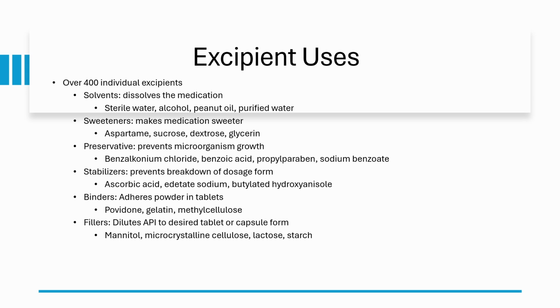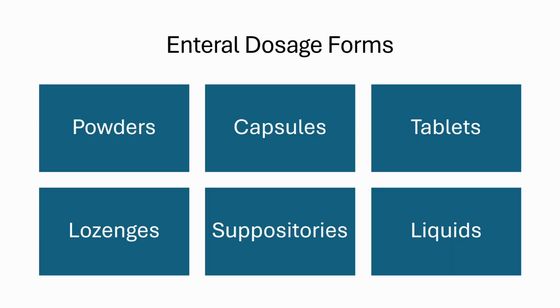Preservatives prevent microorganism growth. Stabilizers prevent breakdown of dosage forms. Binders adhere powders and tablets. And fillers dilute active pharmaceutical ingredients to desired tablet or capsule form. Some of the common enteral dosage forms are powders, capsules, tablets, lozenges, suppositories, and liquids.